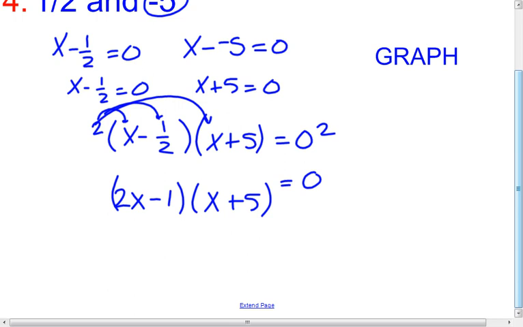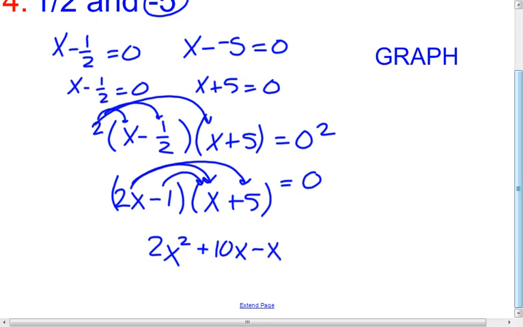All right, then you're going to FOIL this out, and if you FOIL this out, 2x times x is 2x squared. 2x times 5 is 10x. -1 times x is -x, and -1 times 5 is -5.